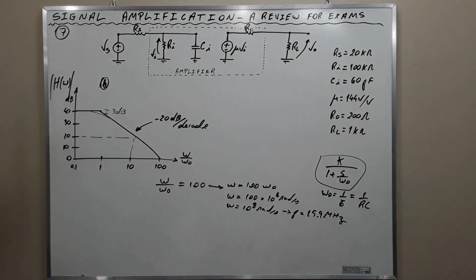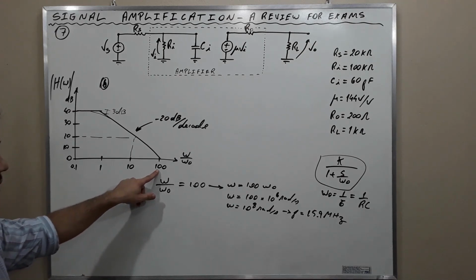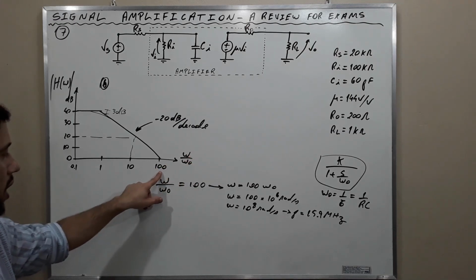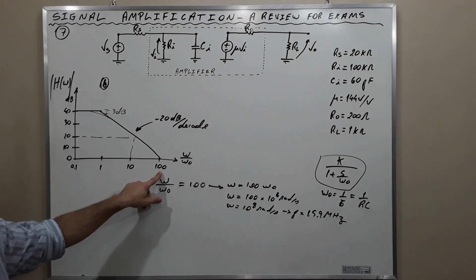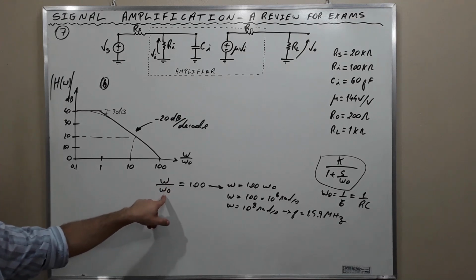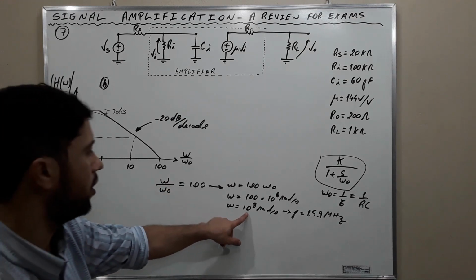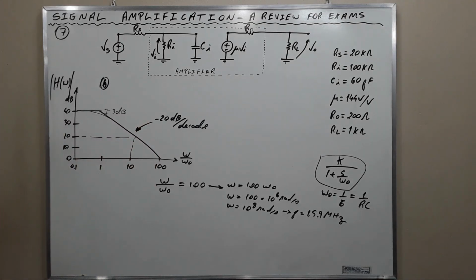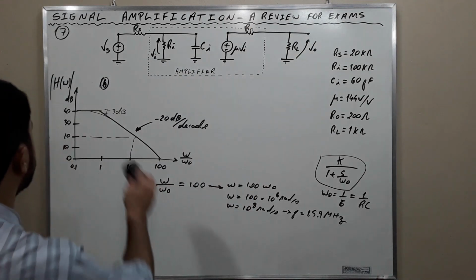Okay, the exercise asked us in letter B the frequency at which the gain becomes 0 decibels. When the ratio W over W0 is 100, the magnitude in decibels is 0 decibels. Then the frequency is going to be 100 times this, and we found 10 to the 8th radians per second, or 15.9 megahertz. Okay, now let's finish and work on letter C.